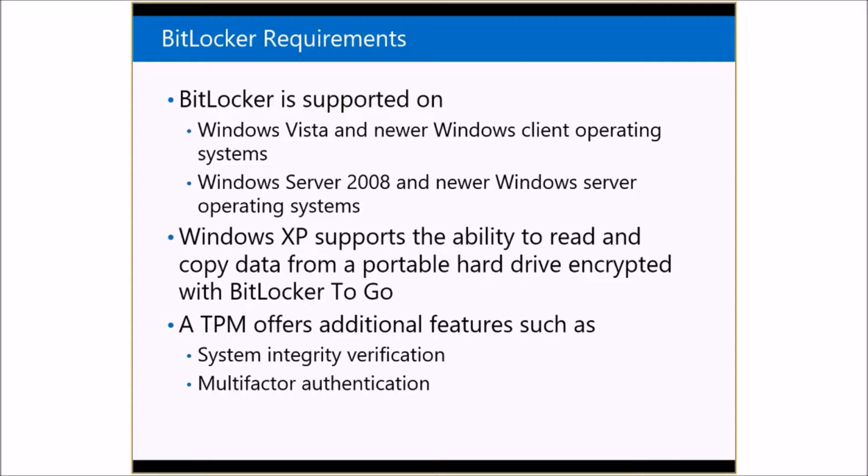For the home version, there's BitLocker To Go, which allows us to encrypt USB sticks and portable hard drives. Windows XP also supports the ability to read and copy data from a portable hard drive encrypted with BitLocker To Go. BitLocker To Go is similar to BitLocker, but it's really for portable hard drives and USB sticks. The TPM, or Trusted Platform Module, offers additional features such as system integrity verification and multi-factor authentication.